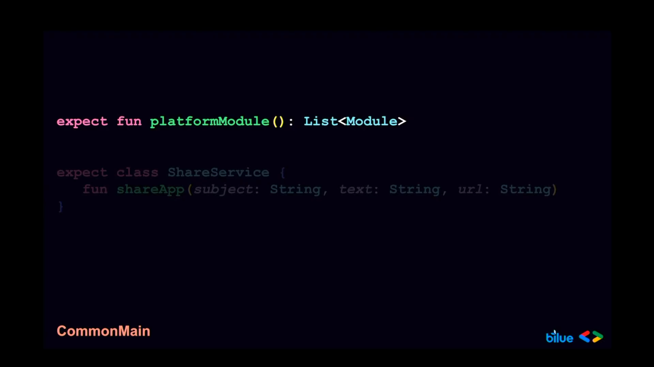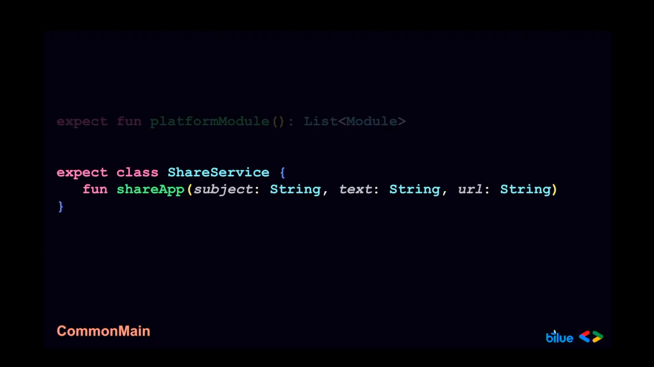If we want to have something that we need to do a little bit more for and use some of the native functionality, we can, again, use our expect function. And this time I'm going to use dependency injection to inject a whole class. So I've got a platform module, which is going to have a list of modules. So this is dependency injection in Koin. Then I have a share service. I want to share my app on both platforms using the native share sheet so that I can text it to a friend or share it on Facebook, that sort of thing.